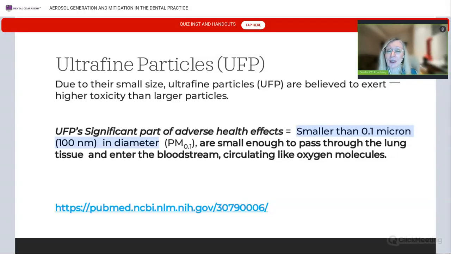But now, here are the particles that I want you to really pay attention to, because in dental practices, and you'll hear Glory talk about this too, fine particulate matter, ultrafine particles make up about 90% of the particulate matter generated in dental practices. And because they are very small, they're believed to exert higher toxicity than the larger particles. In fact, they're smaller than 0.1 microns in diameter, and they're small enough to pass through the lung tissue and actually enter the bloodstream, circulating like oxygen molecules.